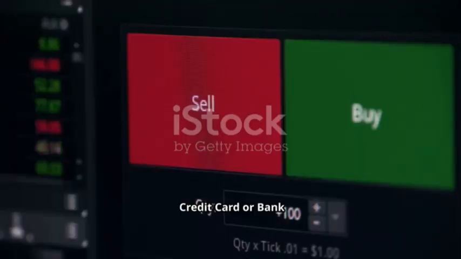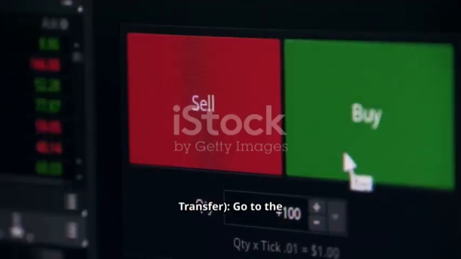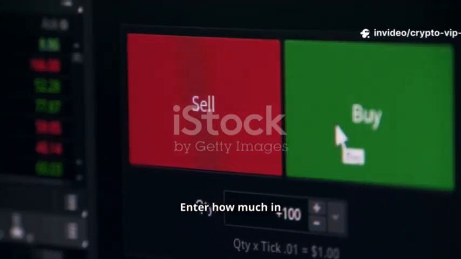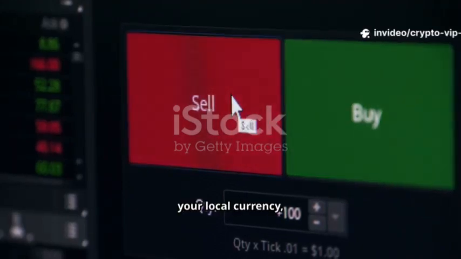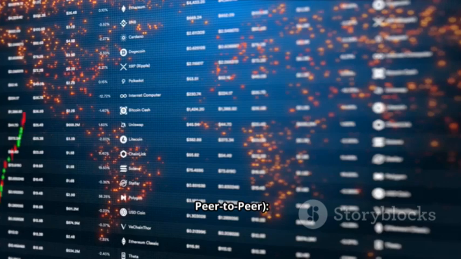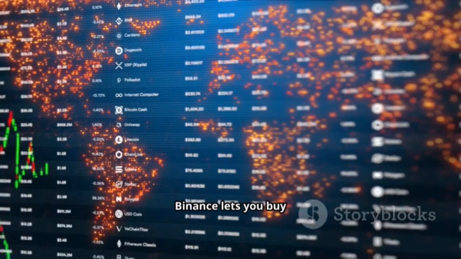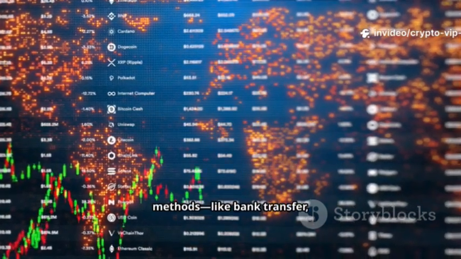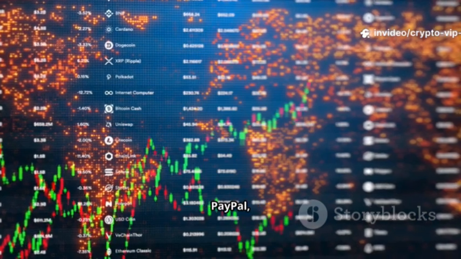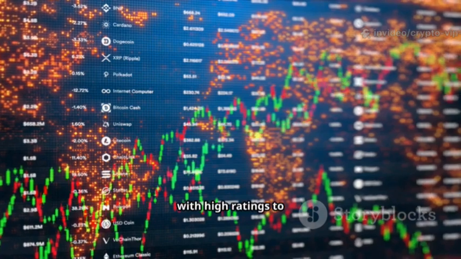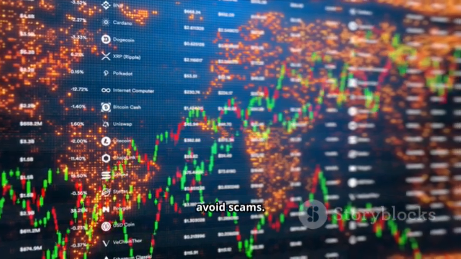Buy with fiat, credit card, or bank transfer. Go to the Buy Crypto section. Select USDT. Enter how much in your local currency, confirm payment, and USDT is instantly added to your wallet. P2P trading, peer-to-peer. Binance lets you buy USDT directly from other users with local payment methods, like bank transfer, PayPal, or mobile wallets. Always choose verified merchants with high ratings to avoid scams.